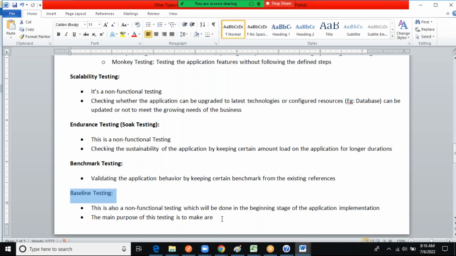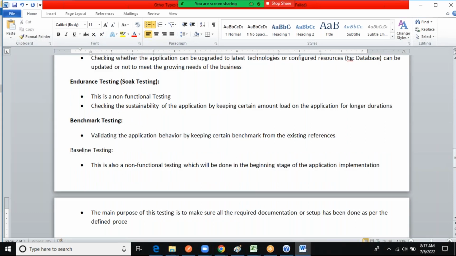The main purpose of this testing is to make sure all the required documentation or setup has been done as per the defined process or not, and you will be validating that. So you are already doing this one, but you don't call it as I'm doing baseline testing.